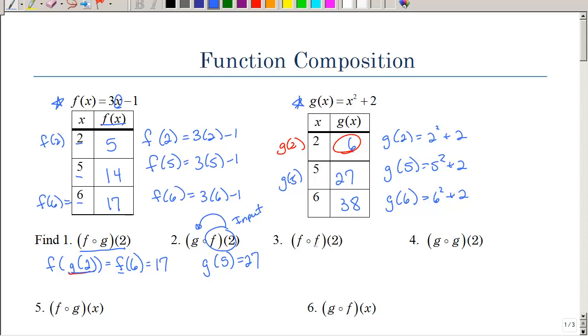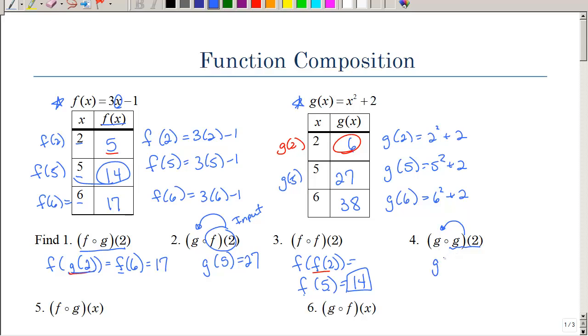What about this, f of f of 2? Doesn't that sound weird? Well, first of all, I need to know what f of 2 is, and that's 5. So now I need to find f of 5. So I'm going to stay with the f function, and that is 14. So again, you want to do this first, then put that and evaluate the function at that given value.